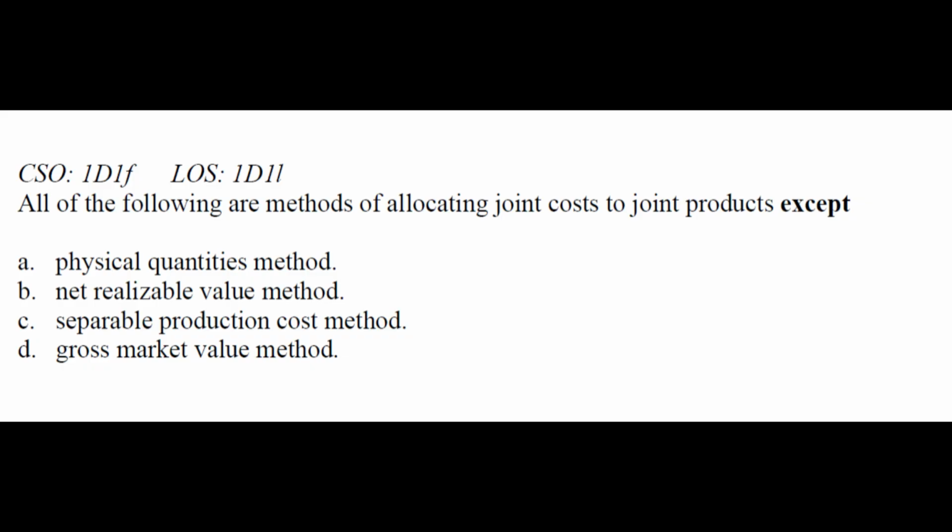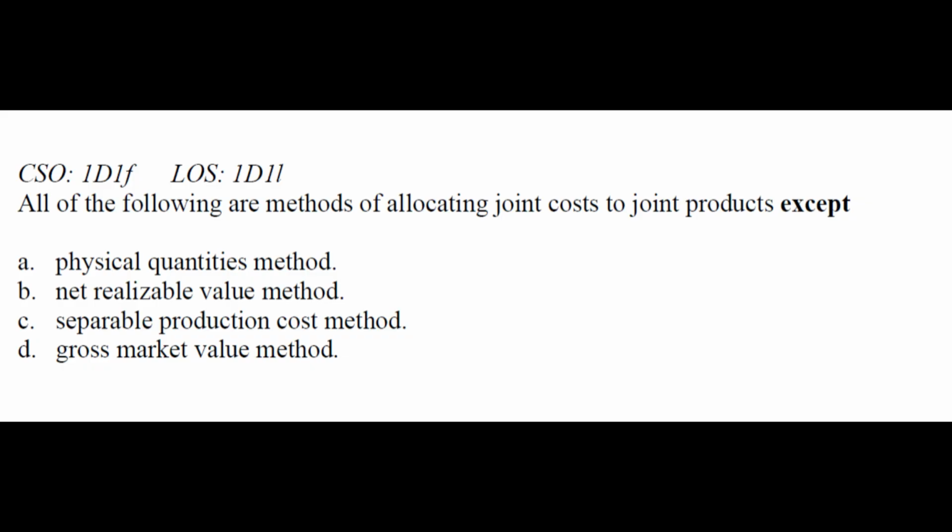A. Physical quantities method. Incorrect. This is a valid joint cost allocation method based on measurable physical output. B. Net realizable value method. Incorrect. NRV is a widely used and accepted method for allocating joint costs.